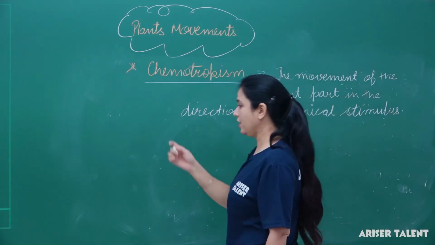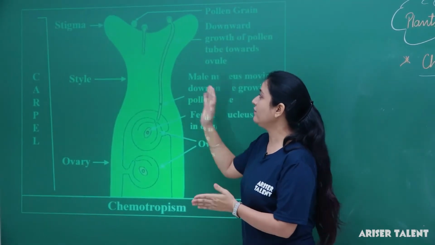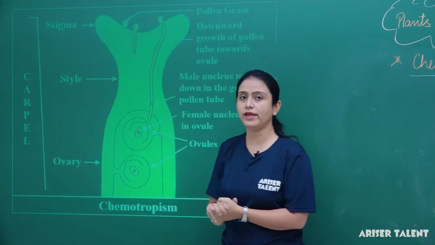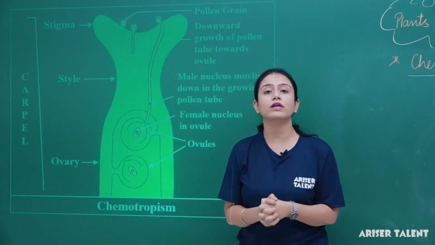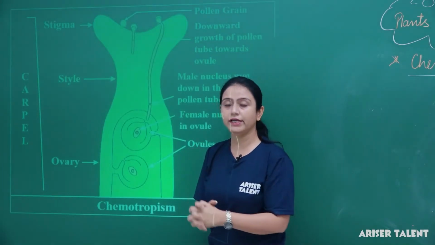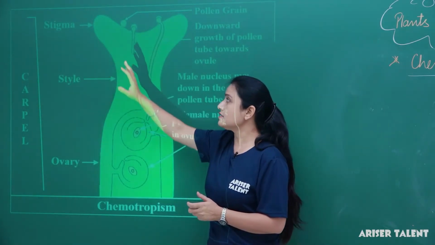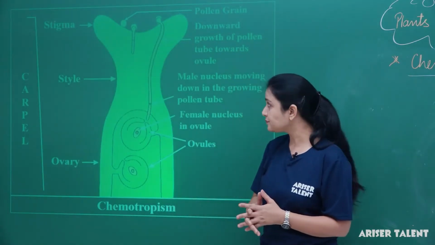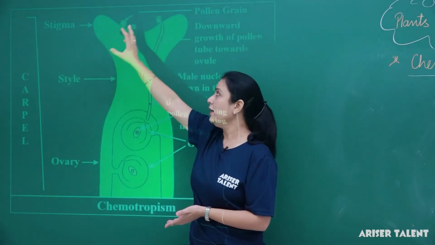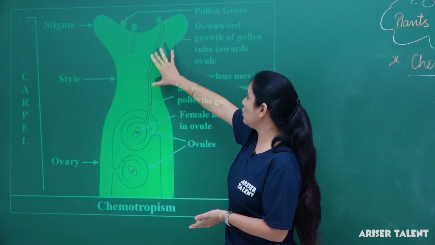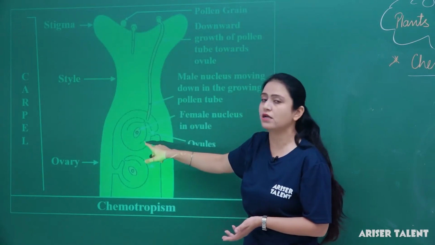Let's move towards the diagram. Let me explain. Here we can see that the stigma is there. This stigma of a flower releases some chemicals. What kind of chemical does it release? Generally it releases a sugary substance. Now what happens? The pollen grain which comes to the stigma grows a pollen tube which goes towards the ovary.